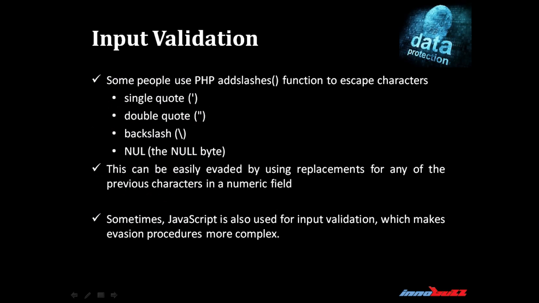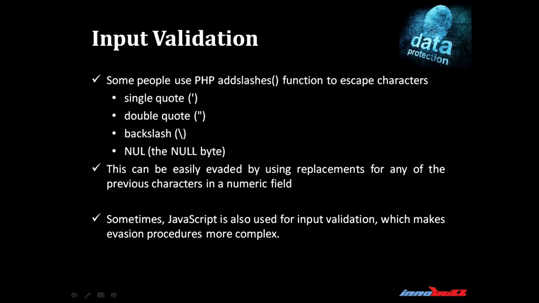Input validation is the most common form of protection employed against SQL injection attacks. One common way to implement input validation in PHP is by using PHP's addslashes function or by turning on magic_quotes_gpc. This will protect against string injection, but this may give them a false sense of security since injection in numeric fields is still possible. Some people use PHP's addslashes function to escape characters such as single quote, double quote, backslash, and null. This can be easily evaded by using replacements for any of the previous characters in a numeric field.